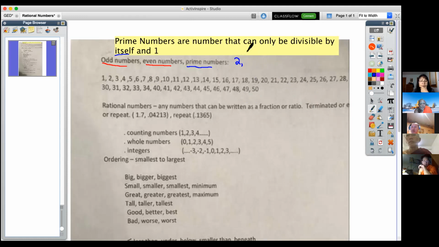Give me another prime number. 3 is a prime number. Give me another prime number. 5. Good. Give me another prime number. 7. Okay, we're going from smallest to greatest. Give me another prime number.